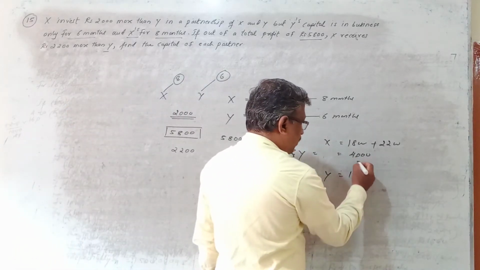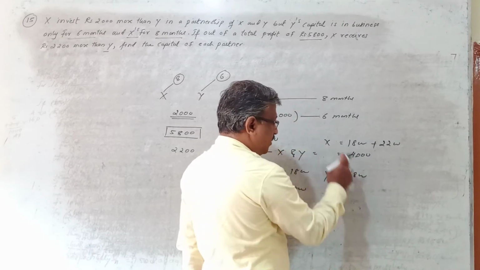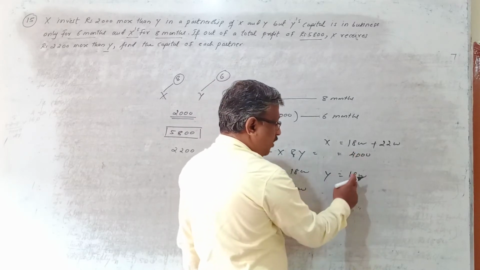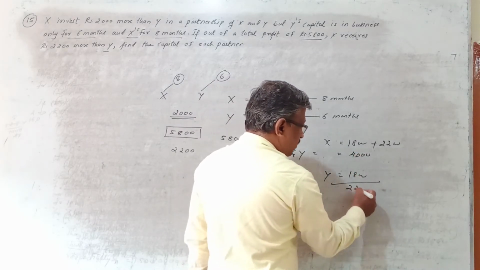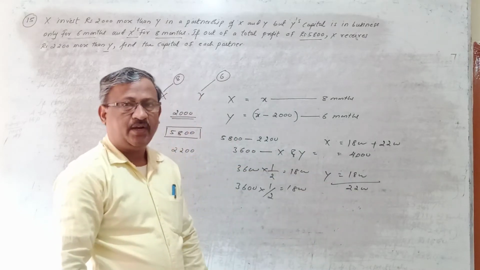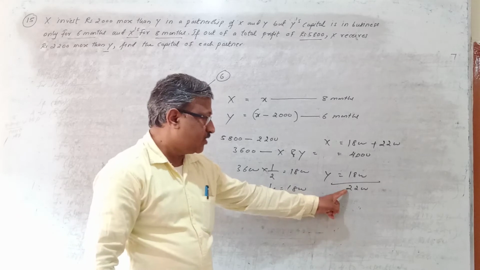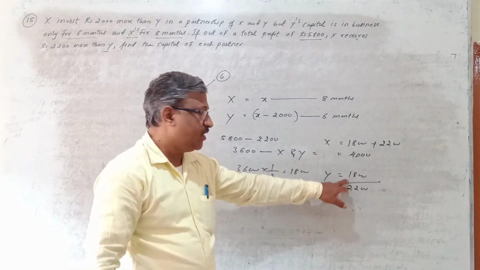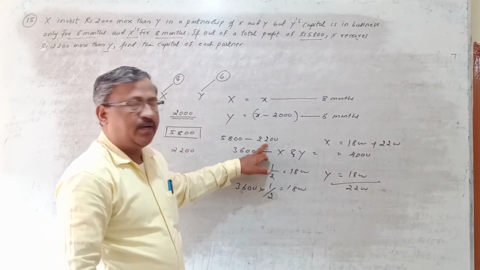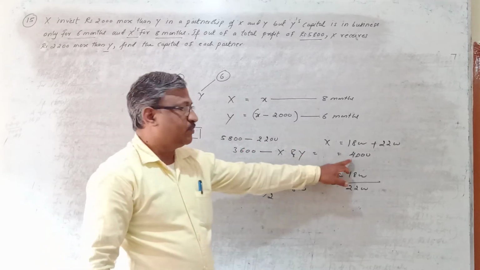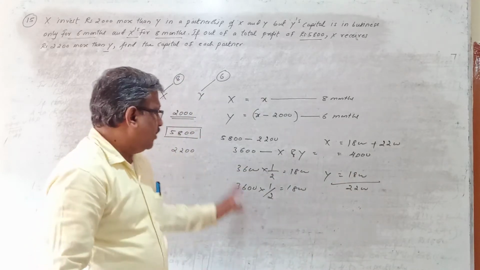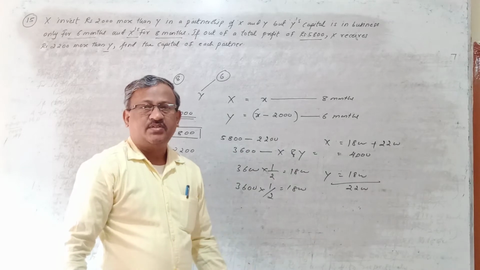Means from 4,000, 4,000 is the total share of X, and 1,800 is the total share of Y. Means from X's share, if you subtract Y's share, the difference must come to 2,200. From 4,000 you minus 1,800. So if the difference comes to 2,200, then whatever shares you have calculated are correct, otherwise it is wrong. Understand? So if X is getting 2,200 more than Y, then X must get 4,000 and Y must get rupees 1,800. So like this, we can easily find out the total share of X and Y.